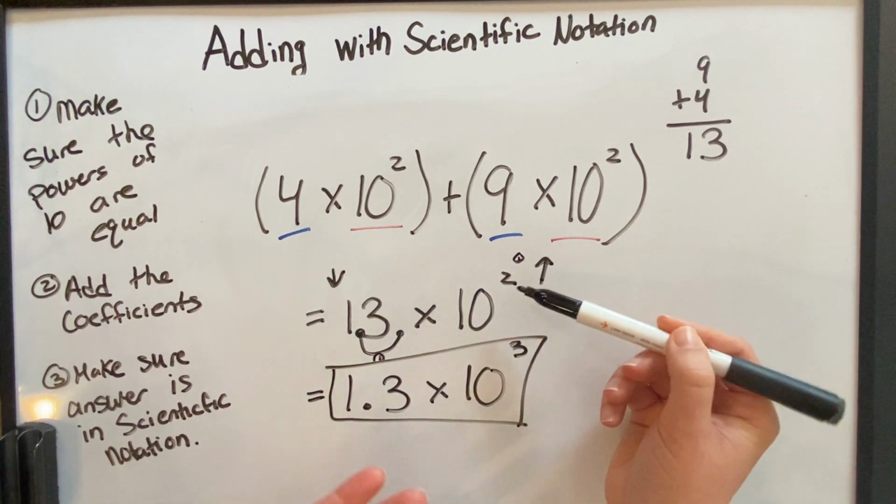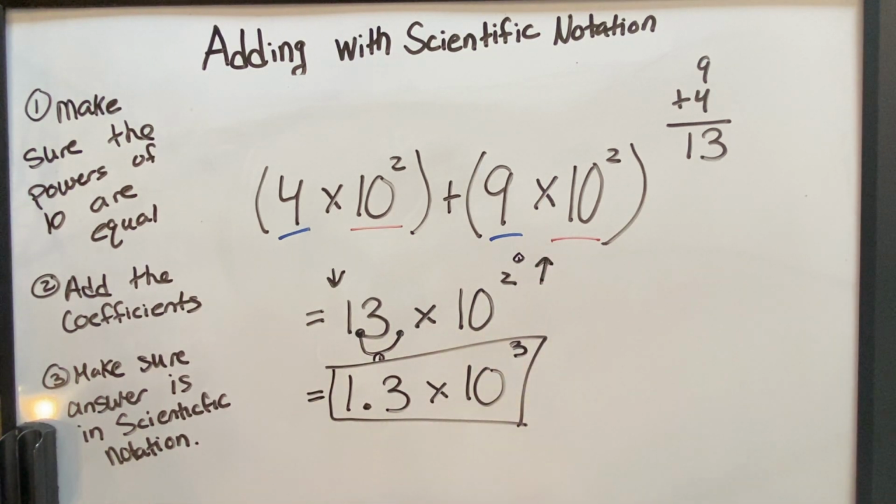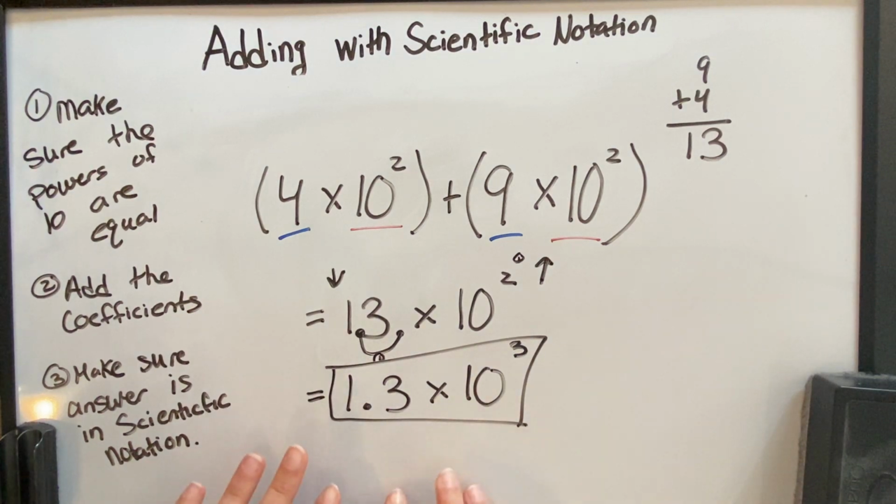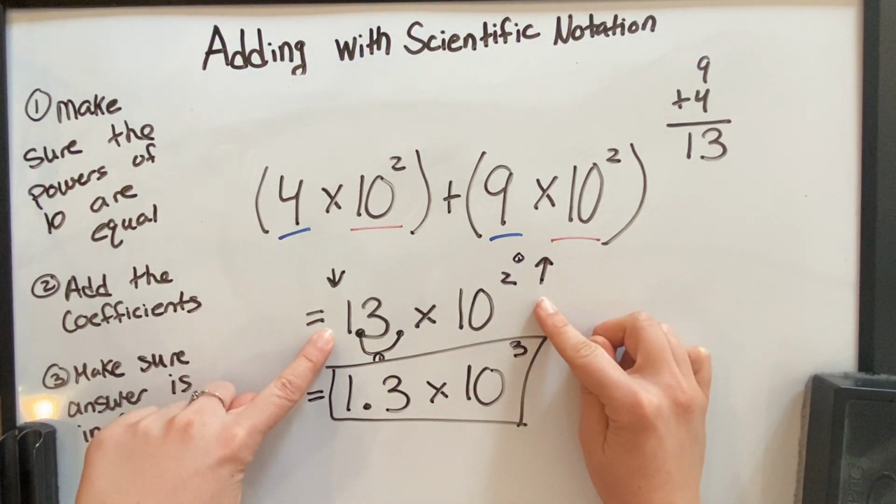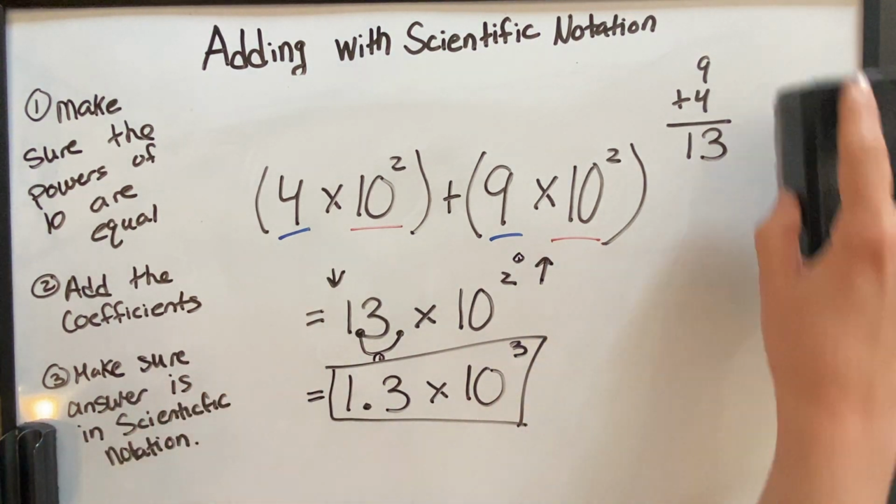Or the number that is greater than 2 is 3. So now my answer is in scientific notation: 1.3 times 10 raised to the third power. It is very important for you to make sure that your answer is in scientific notation after you do the addition.